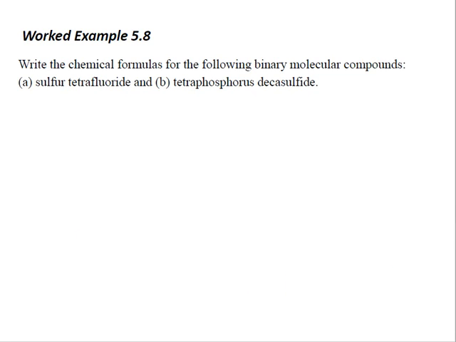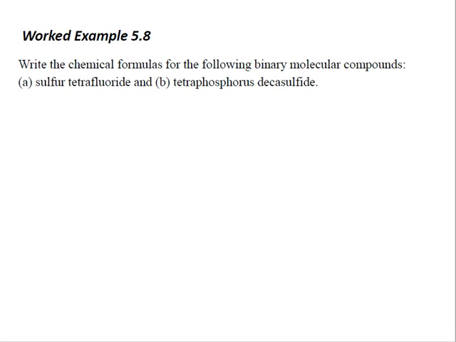Alright, so 5.8 will go the opposite direction. We'll go from name to formula. And just like with ionic situations, this is usually fairly straightforward. It's easier to go from name to formula in general. A, sulfur tetrafluoride, and B, tetraphosphorus decasulfide.